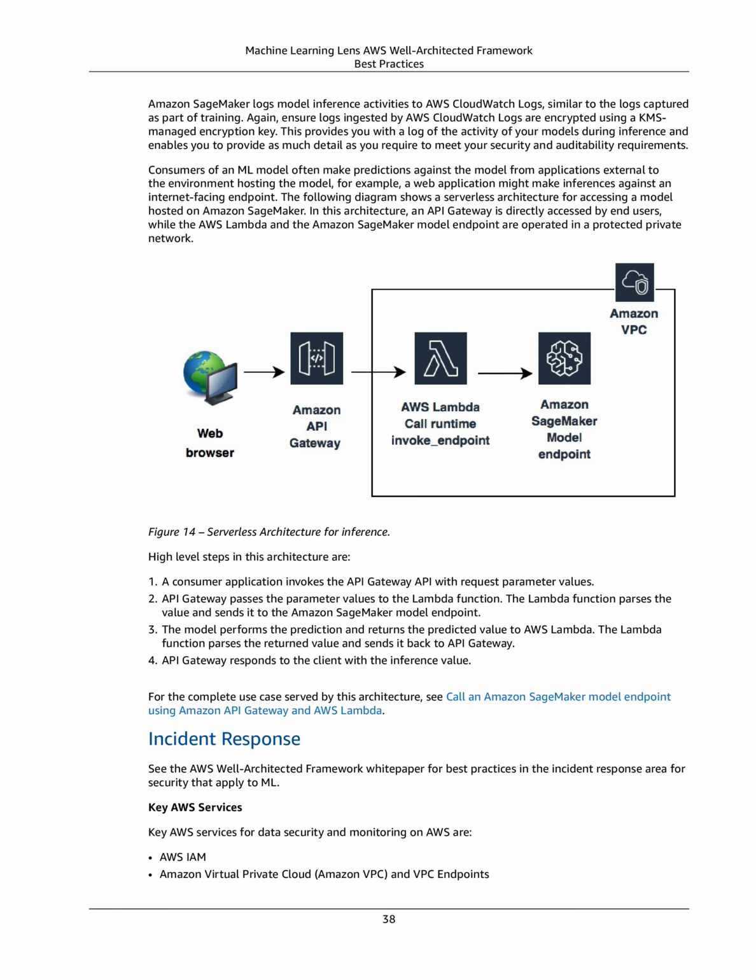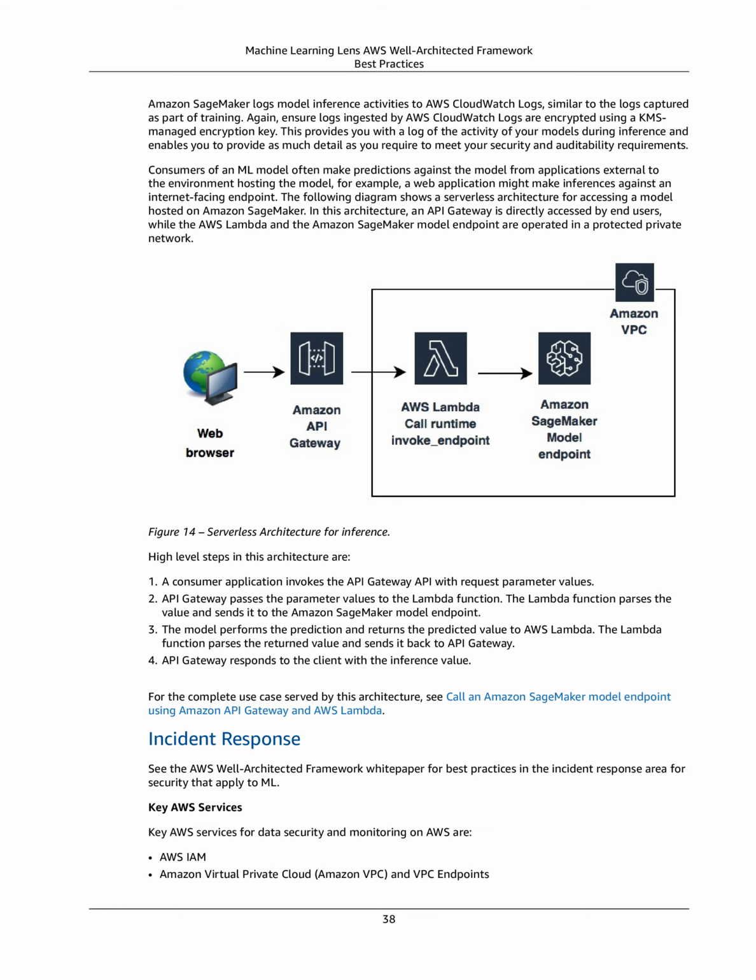Consumers of an ML model often make predictions against the model from applications external to the environment hosting the model. For example, a web application might make inferences against an internet-facing endpoint. The following diagram shows a serverless architecture for accessing a model hosted on Amazon SageMaker. In this architecture, an API Gateway is directly accessed by end users, while the AWS Lambda and the Amazon SageMaker model endpoint are operated in a protected private network.